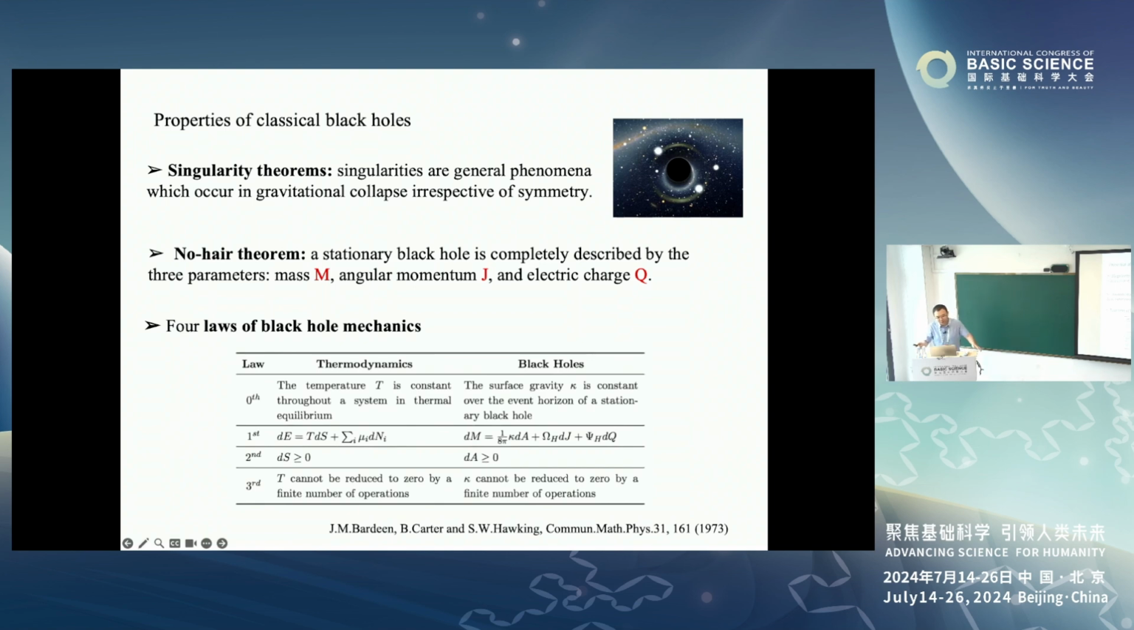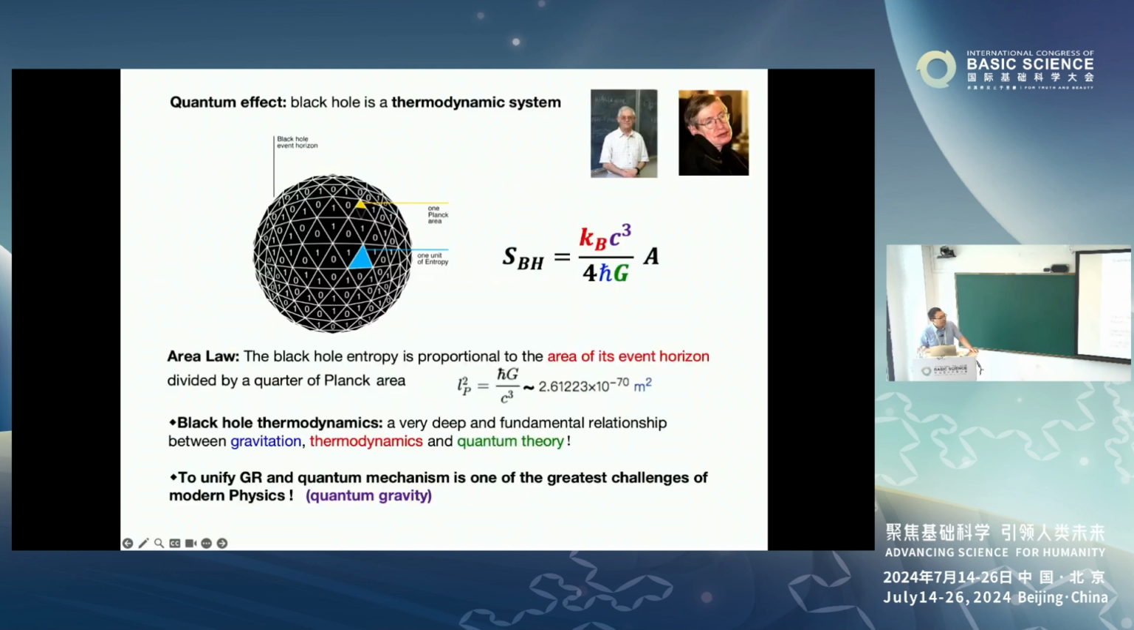So as we know, in the classical regime, the black hole has no temperature and no entropy. It's just a very simple feature. But if we consider quantum effects, the story will change. Using quantum mechanics around the black hole background, Hawking showed that a black hole is a thermodynamic system. It can evaporate and even has radiation, called Hawking radiation. In that sense, they showed that the black hole can have a finite temperature if we consider quantum effects.